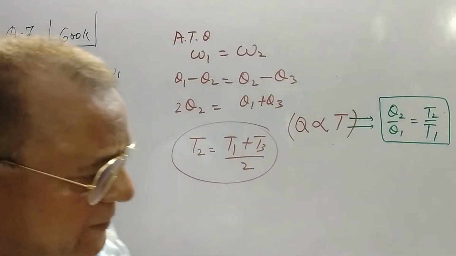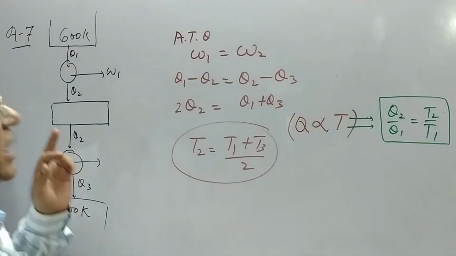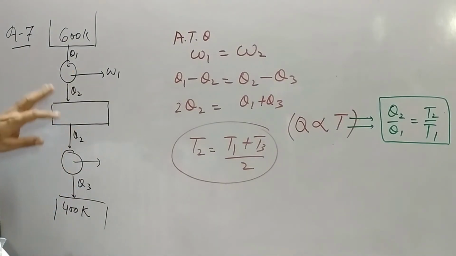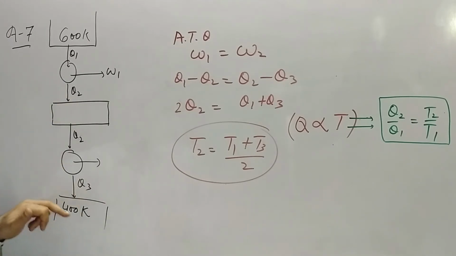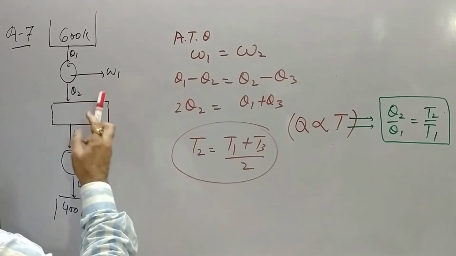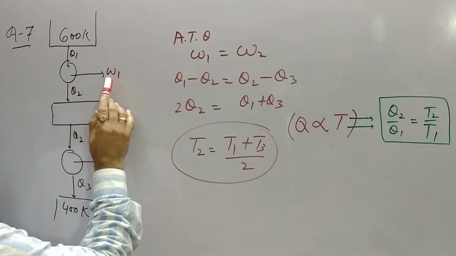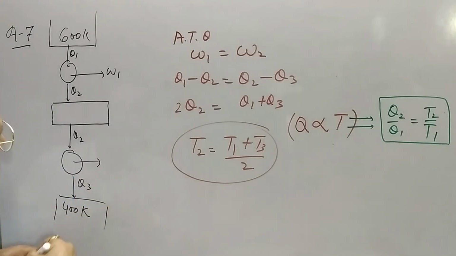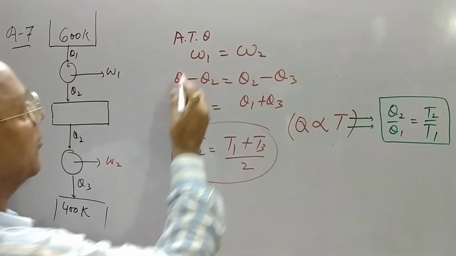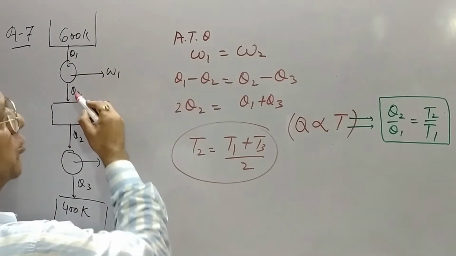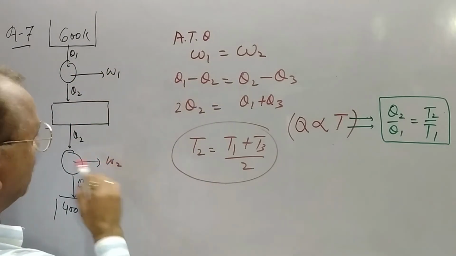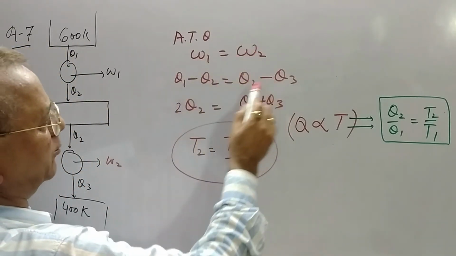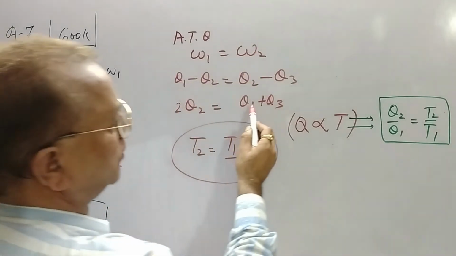Answer number 7. This question is based on the working of a Carnot engine. Now there are two Carnot engines, one after the other, coupled. So the rejection of heat Q2 here is used for running another Carnot engine. According to the question, the work output of one is equal to the work output of the second. Work output is Q1 minus Q2 for the first, and Q2 minus Q3 for the second. They are given to be equal. Rearranging, 2Q2 gives you Q1 plus Q3.